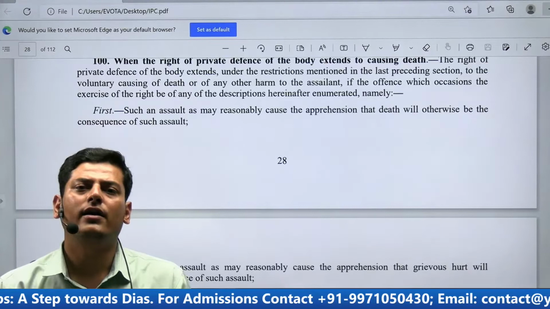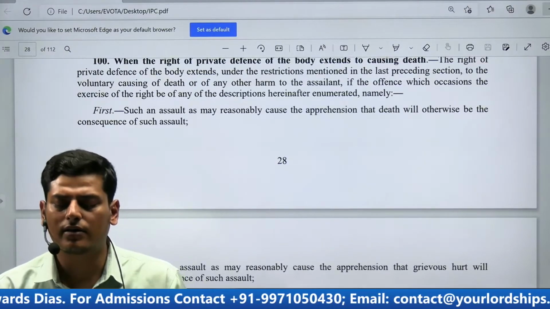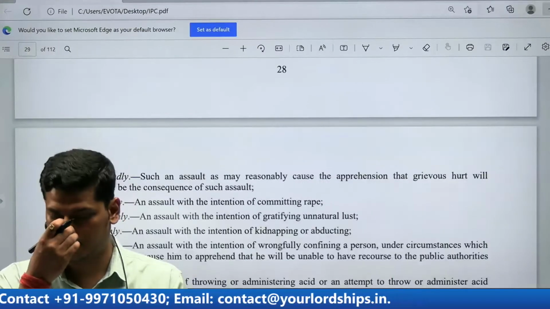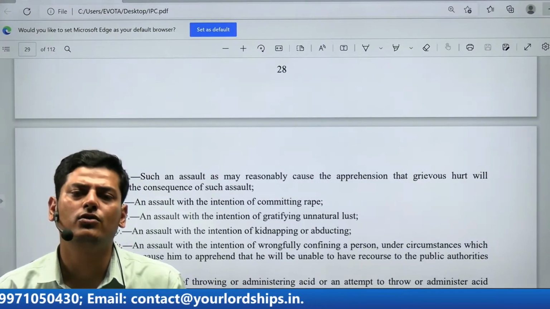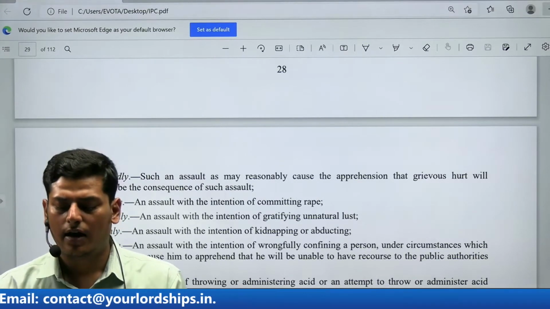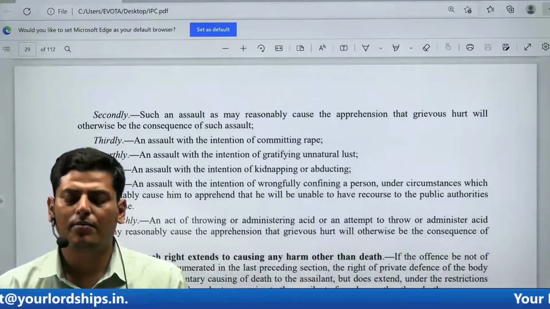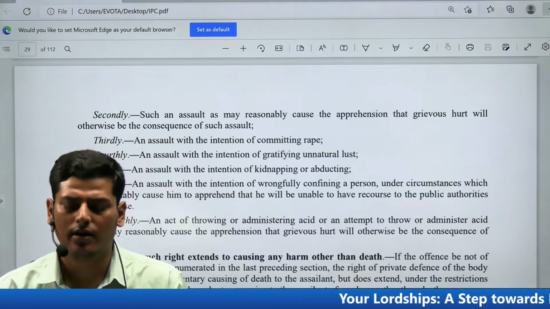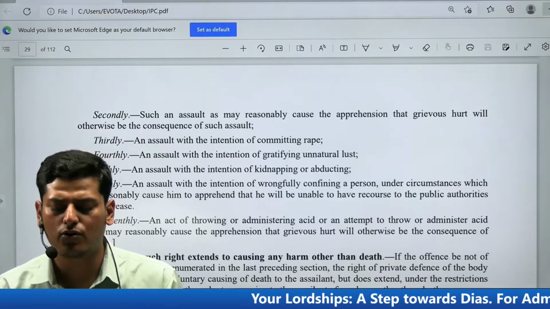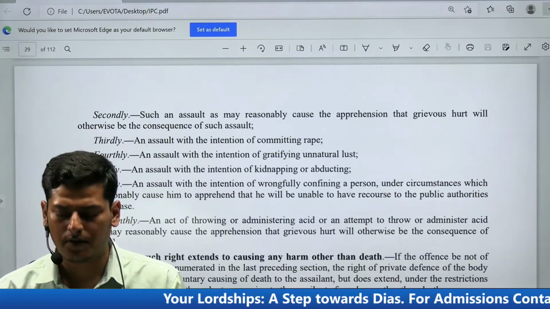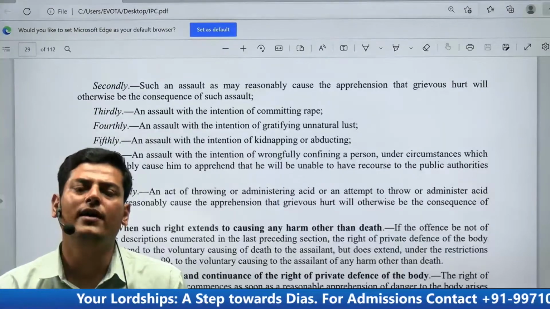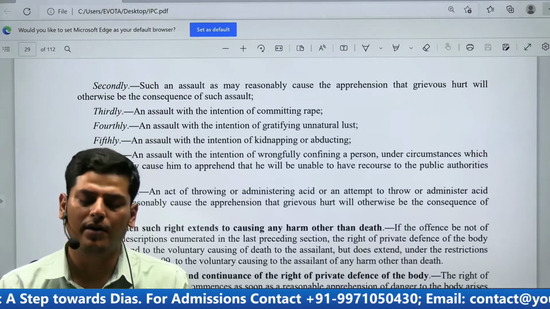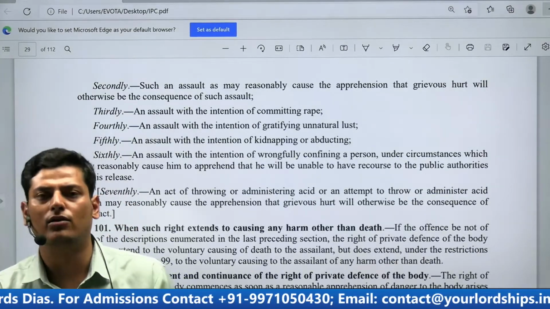अगर कोई ऐसा assault है, assailant कोई ऐसा assault करता है कि you have the apprehension that death will otherwise be the consequence. ऐसा apprehension हो जाए कि death हो जाएगी. Assault ऐसा है कि it may reasonably cause the apprehension that grievous hurt, so death हो गई, grievous hurt हो गया, rape हो गया, unnatural lust हो गया, kidnapping, abduction हो गया, and then wrongful confinement ऐसा that under the circumstances it causes the apprehension that you will not have recourse to the public authority.